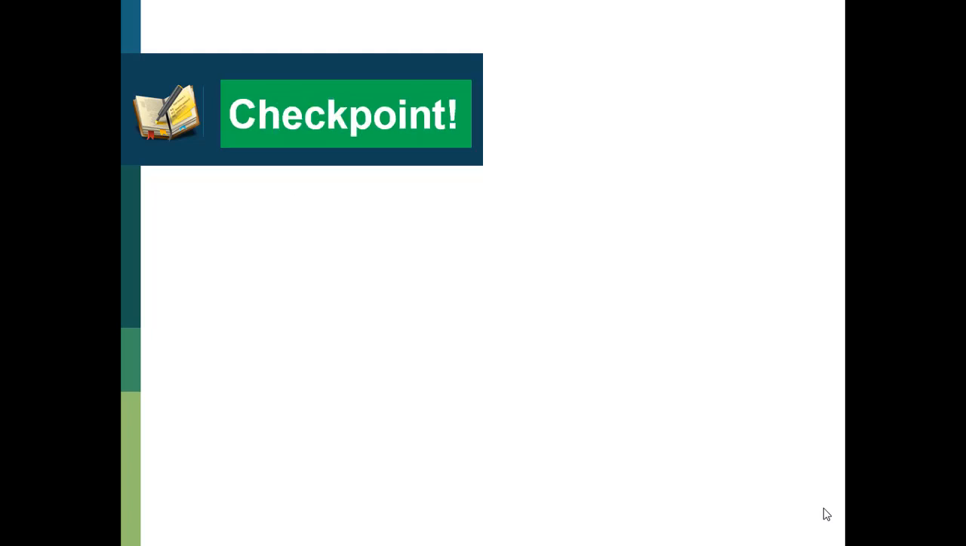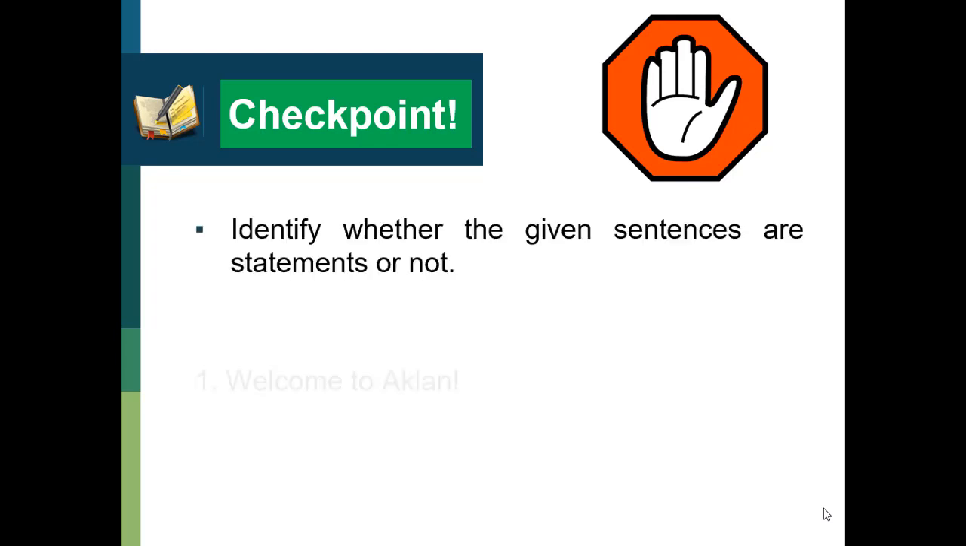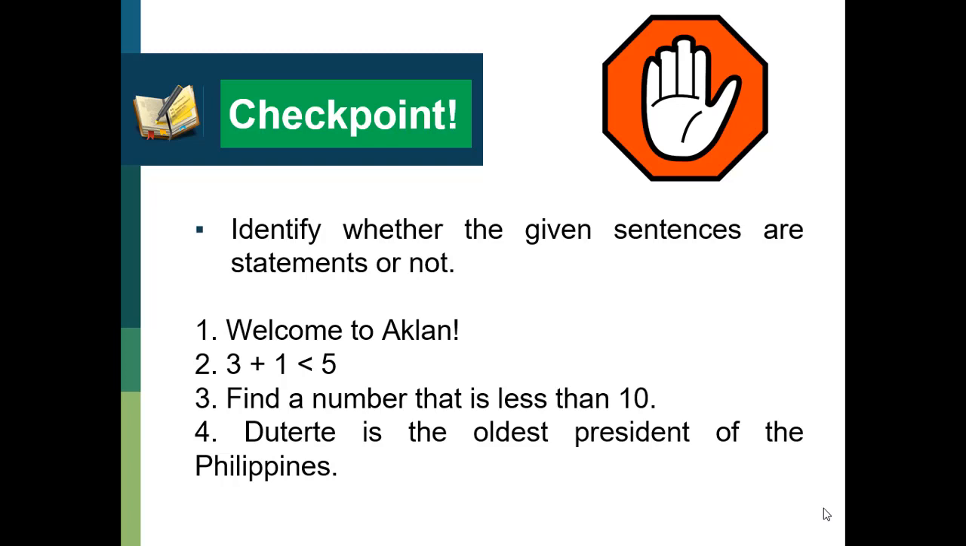To continue, we now have a checkpoint. You have to answer this if you really learned how to identify whether a given sentence is a statement or not. Here are the sentences. Welcome to Aklan. 3 plus 1 is less than 5. Find a number that is less than 10. Duterte is the oldest president of the Philippines. Are you hungry? So, try to contemplate and think which of the following sentences are statements and which are not.